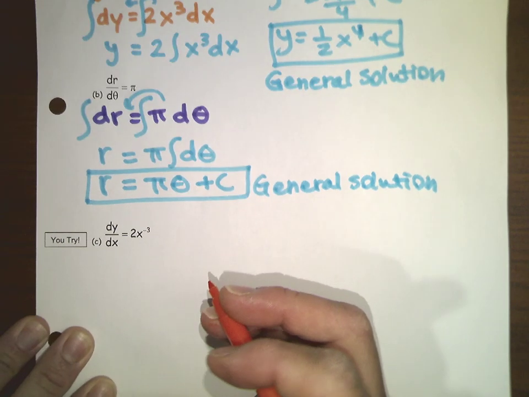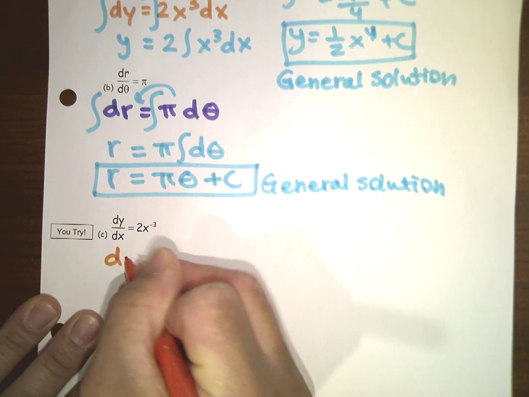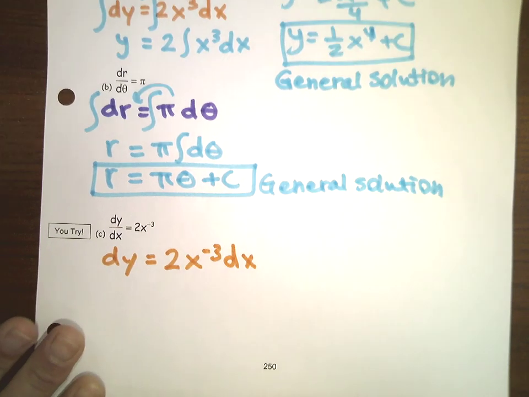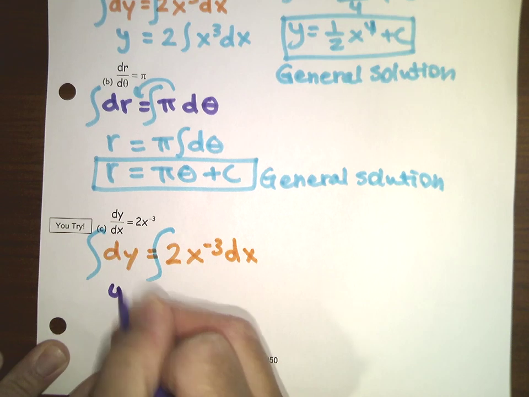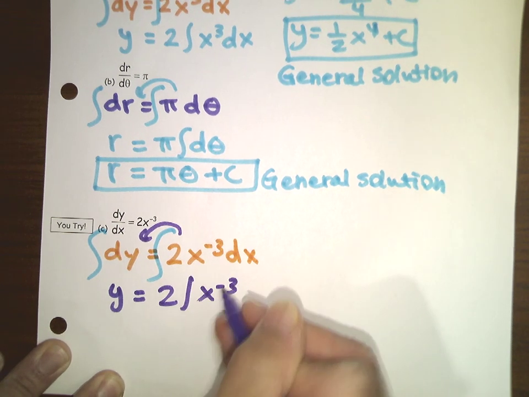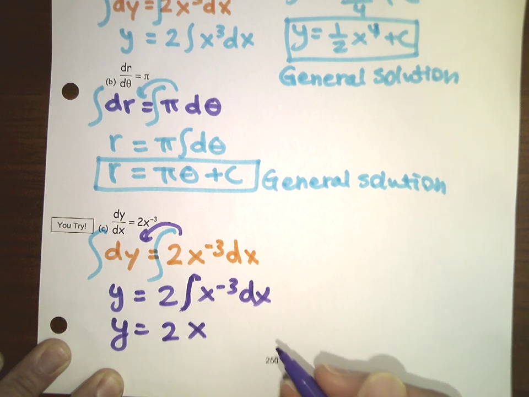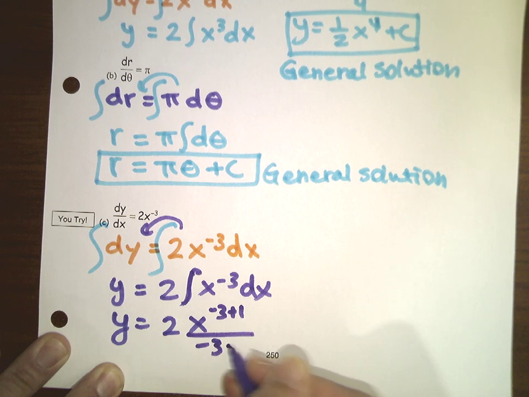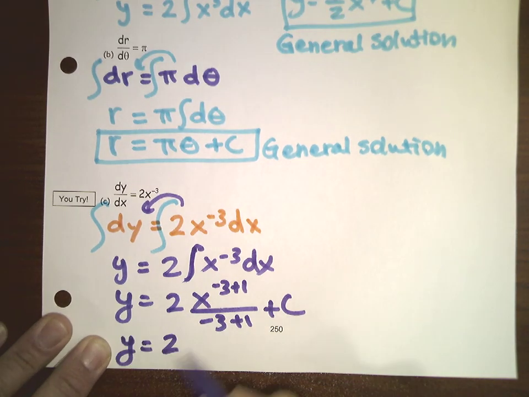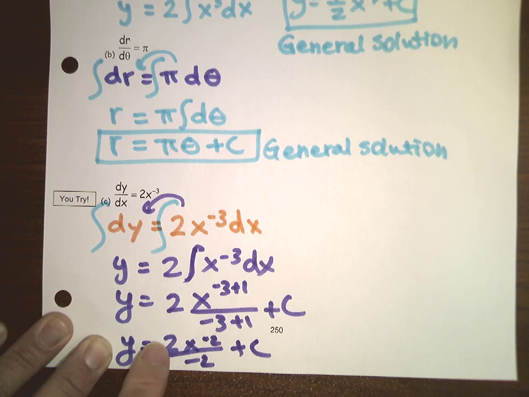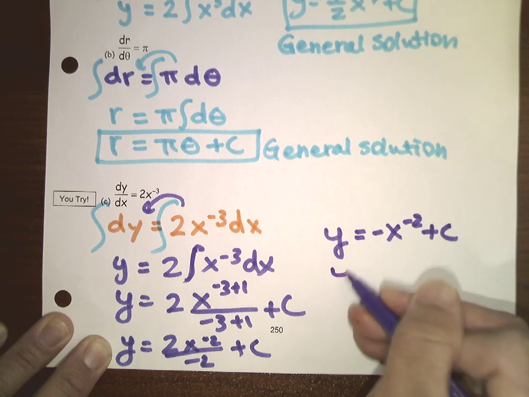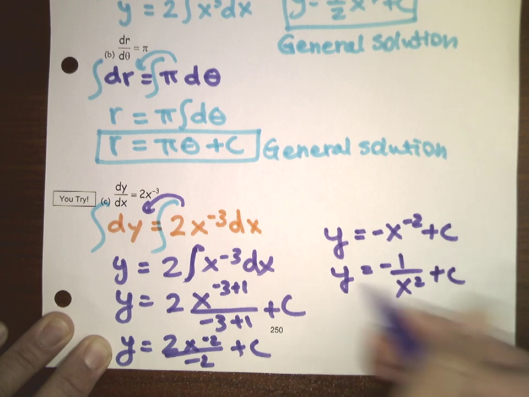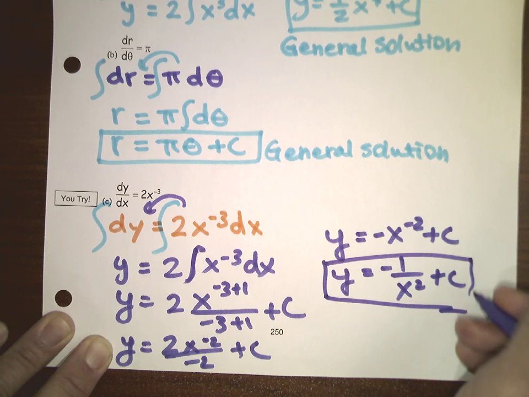dy dx is equal to 2x to the negative 3. I'll rewrite this in differential form. So dy is 2x to the negative 3 dx. And now that it's in differential form, I'll just take the integral on each side. So that gives me y is equal to, bring out the 2, so 2 integral of x to negative 3 dx. I'll use the power rule, so that will give me 2x to the negative 3 plus 1 over negative 3 plus 1 plus c. Negative 3 plus 1 is negative 2. So it's 2x to the negative 2 over negative 2 plus c. Negative 2 over negative 2 is just negative 1. So I have y is equal to negative 1 x to the negative 2 plus c. Or I could rewrite that as negative 1 over x to the positive 2 plus c. So there you go. This is the general solution.